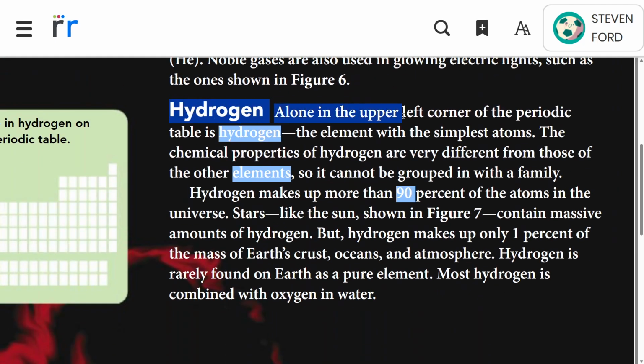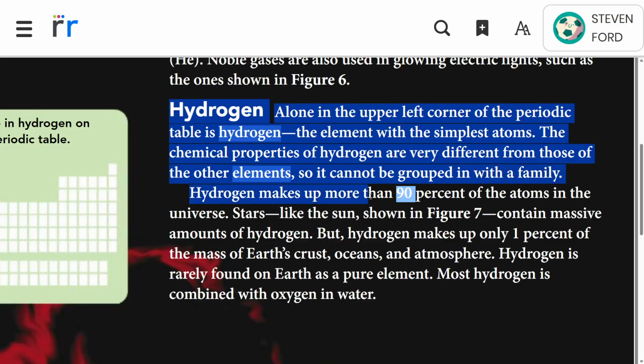Hydrogen. Alone in the upper left corner of the periodic table is hydrogen, the element with the simplest atoms. The chemical properties of hydrogen are very different from those of the other elements, so it cannot be grouped with a family. Hydrogen makes up more than 90% of the atoms in the universe. Stars, like the Sun, shown in figure 7, contain massive amounts of hydrogen, but hydrogen only makes up 1% of the mass of the Earth's crust, oceans, and atmosphere.